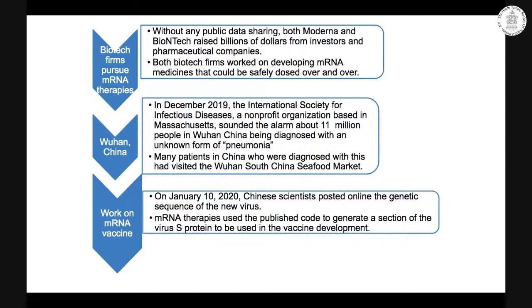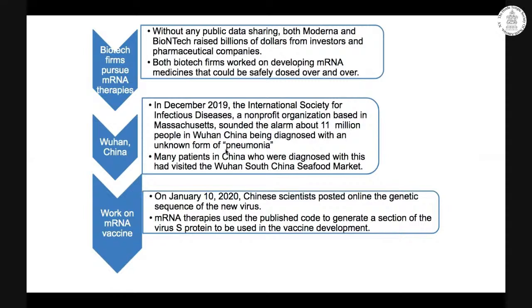Wuhan, China. In December 2019, the International Society for Infectious Diseases, a nonprofit organization based in Massachusetts, sounded the alarm about 11 million people in Wuhan, China being diagnosed with an unknown form of pneumonia. Many patients in China who were diagnosed with this had visited the Wuhan South China seafood market.